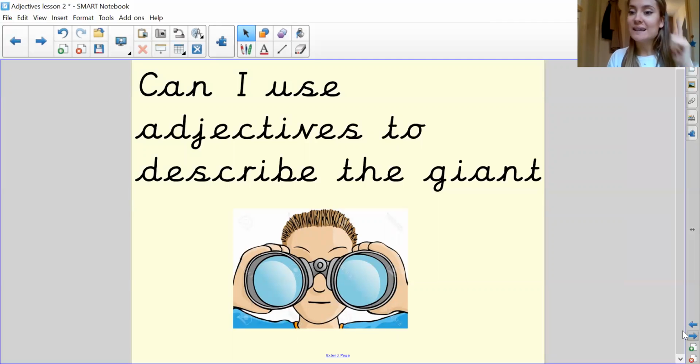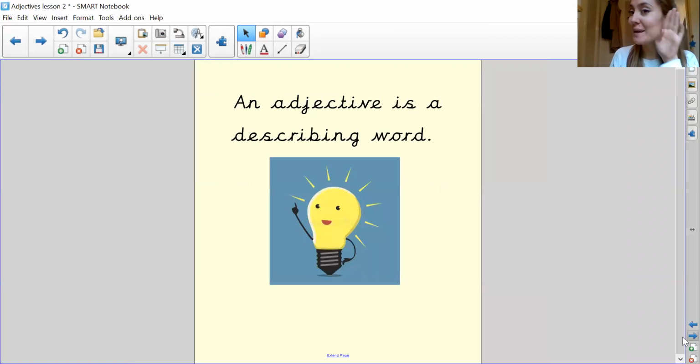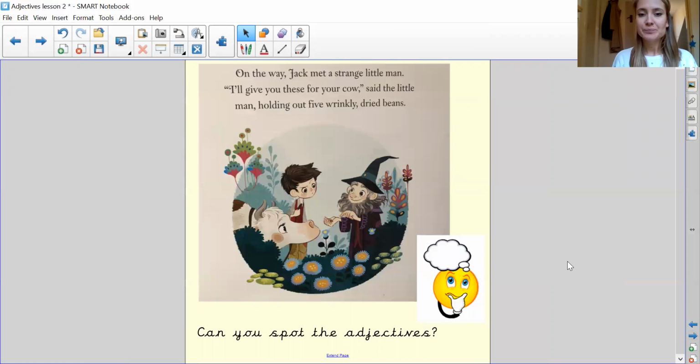Well, let's remind ourselves. So I want you to do your best thinking faces. What is an adjective? Let's have a think. Can you tell me? That's right. An adjective is a describing word. Let me read this passage to you, and then I want you to see if you can spot the adjectives. So you can either point to your screen or you can tell me. So let's read it together.